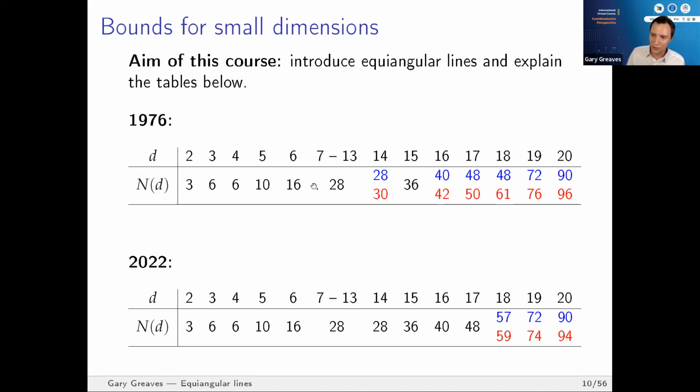We can also see a 28 here, that's 28 lines in dimension 7 showing up, and that's a very special construction, as we'll hopefully see. So that's what I want you to take away from this. Feel free to ask questions at any point throughout. I'll briefly check the chat box every so often.